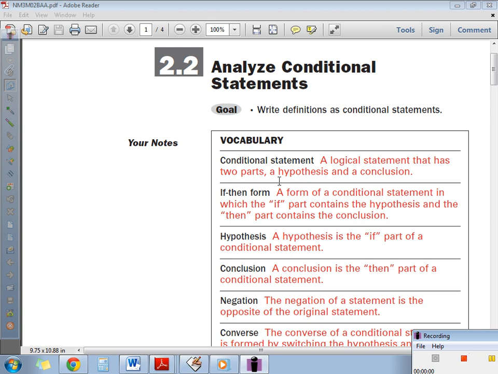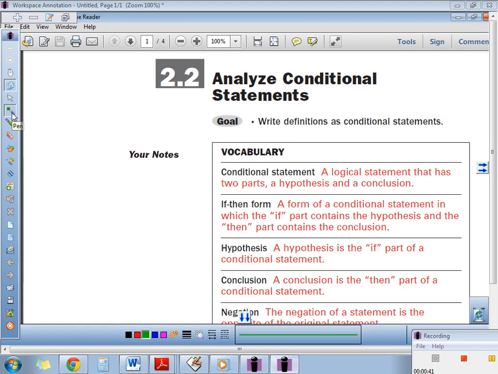They have a condition placed upon them. So let's go through these definitions. I've given you a lot of them. My goal is to have you write notes out in the margin and focus on key words in these definitions. First up, it says conditional statement. It's a logical statement with two parts. So that two parts is the key thing. It has a hypothesis and a conclusion. Two parts.